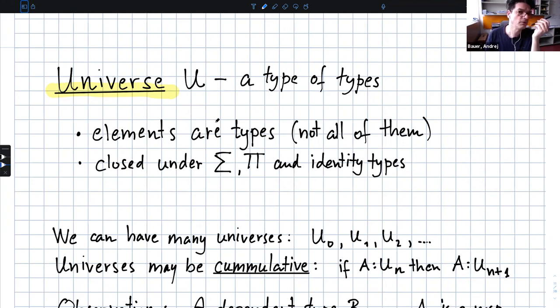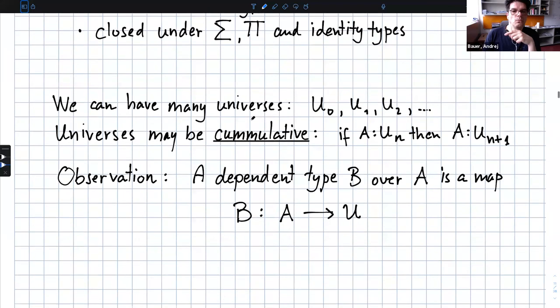We could have many universes. Usually if you just have a single universe, you call its elements small types. But you can have a hierarchy of universes, and they may or may not be cumulative. Cumulative means that if you have something in a universe, then the same thing is also in the next universe. That is to say, they form an increasing chain of universes. Agda doesn't have cumulative universes. Coq has cumulative universes. So this is a little bit open here.